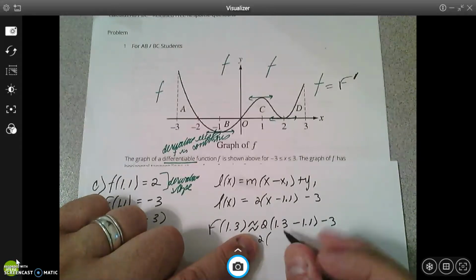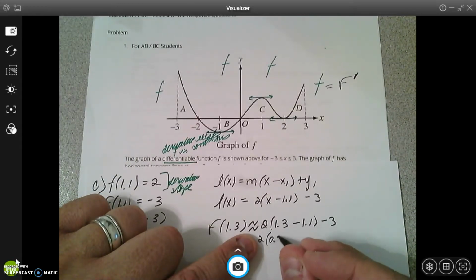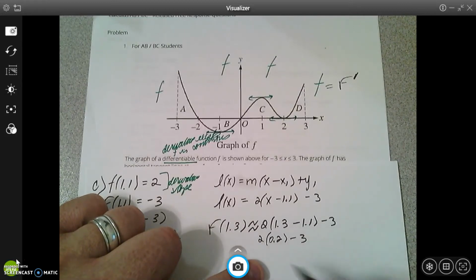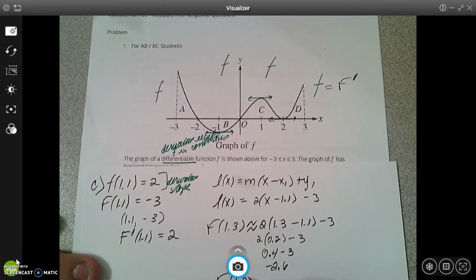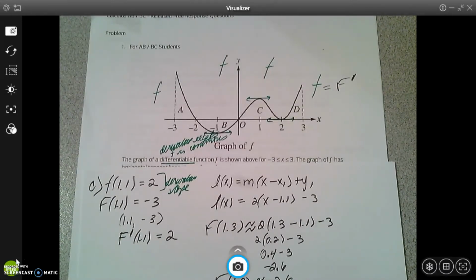For those of you that do simplify, 1.3 minus 1.1 is 0.2. 2 times 0.2 is 0.4, and 0.4 minus 3 is -2.6. So big F of 1.3 is approximately -2.6.